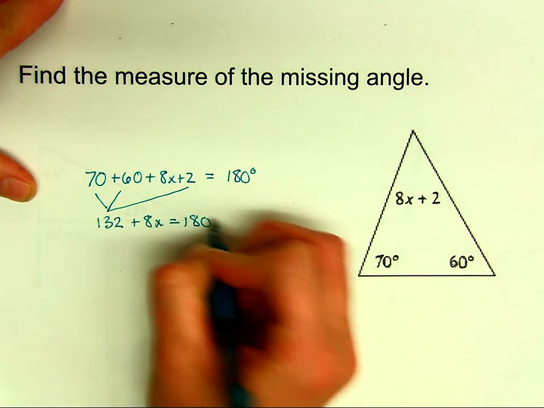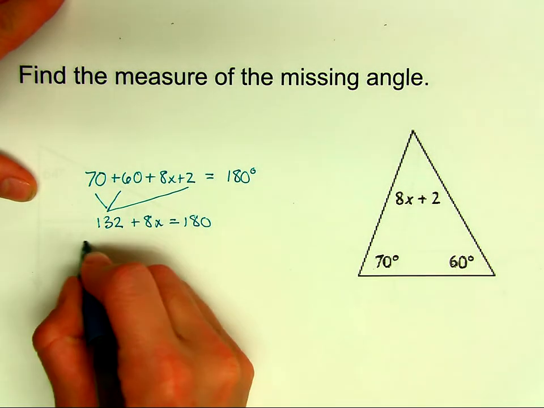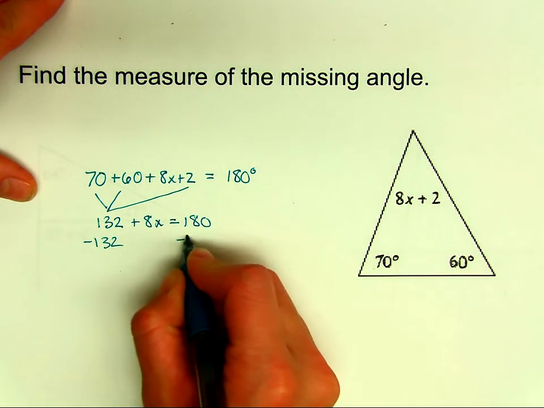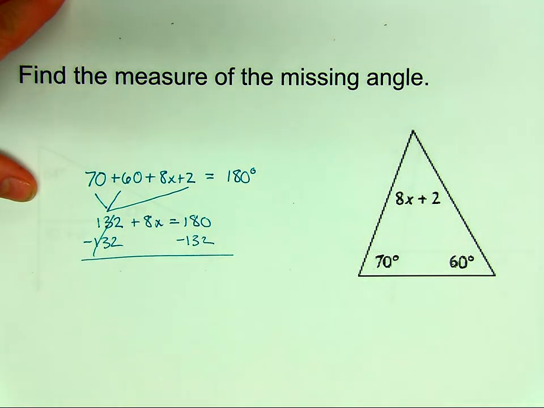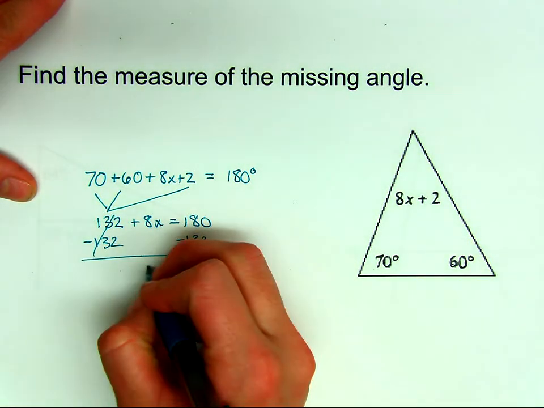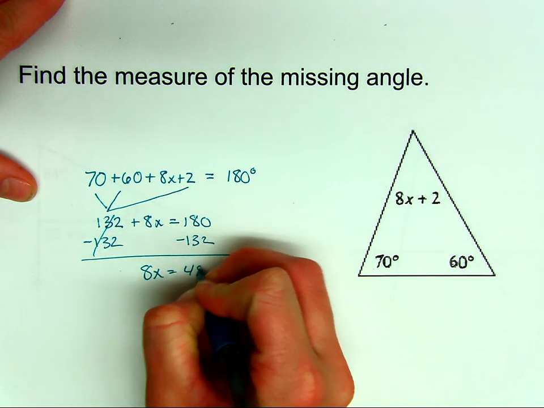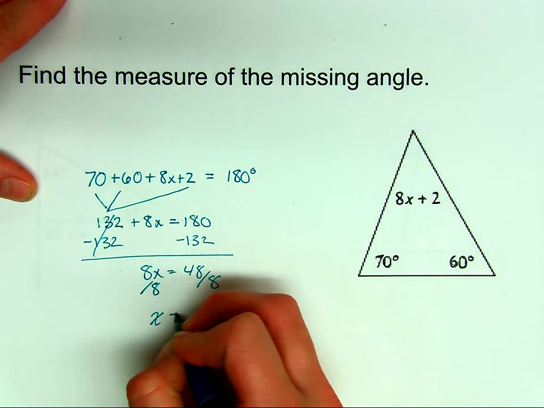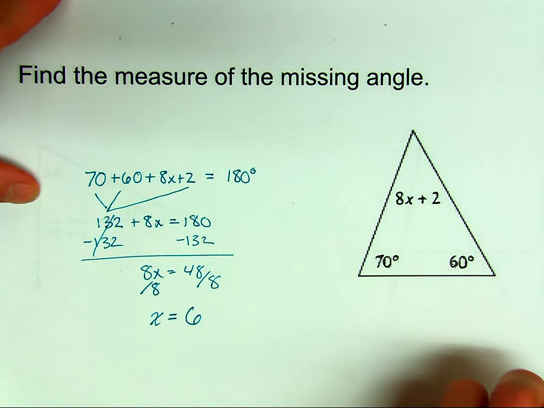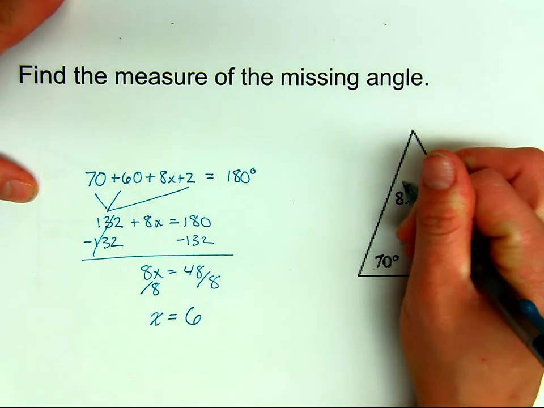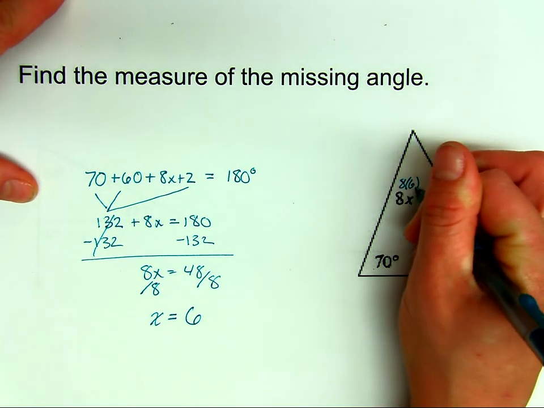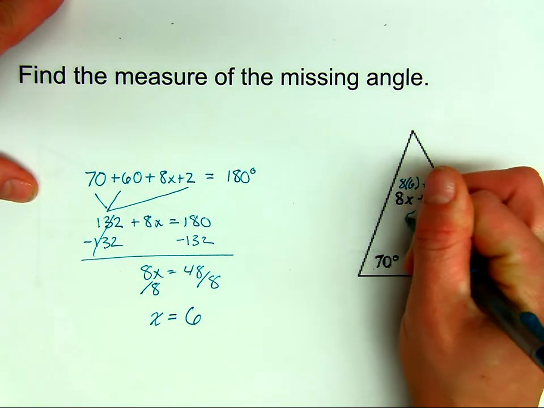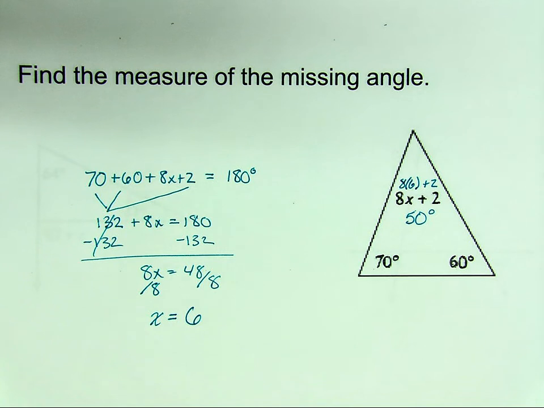Okay, now I have a two-step equation. So I'm going to subtract 132 from both sides. 8x is equal to 48. So now to divide, to find x is equal to 6. Okay, so when I plug 6 in here, 8 times 6 is 48, plus 2, this missing angle is 50 degrees.